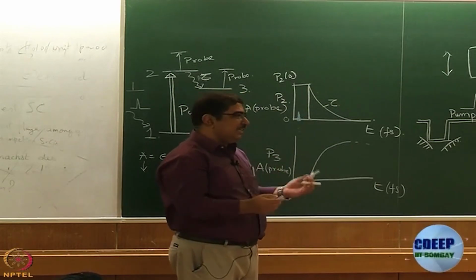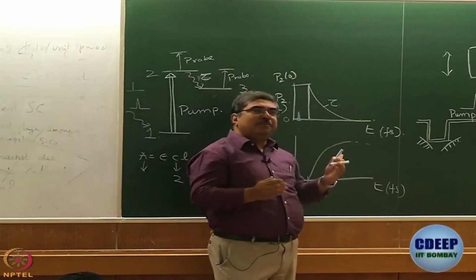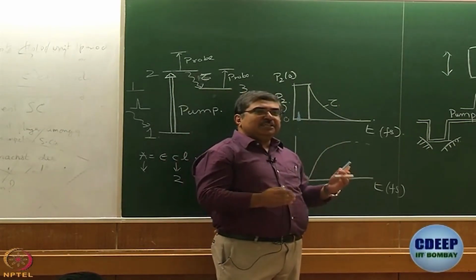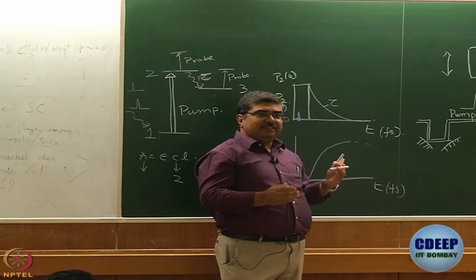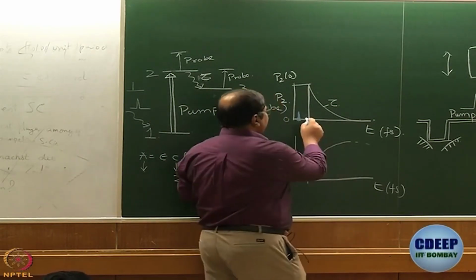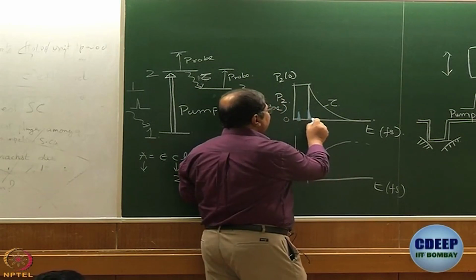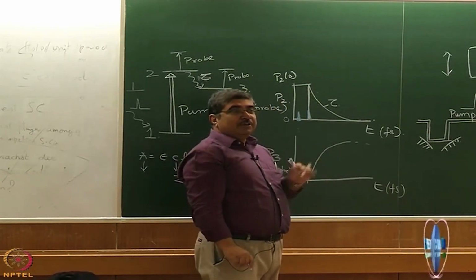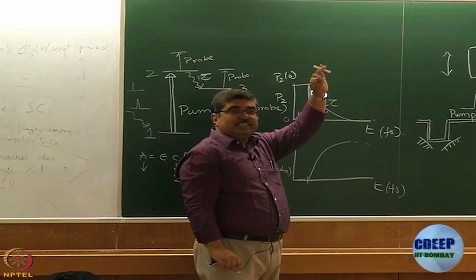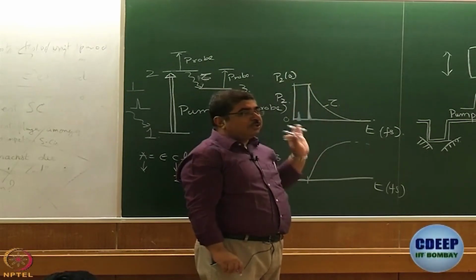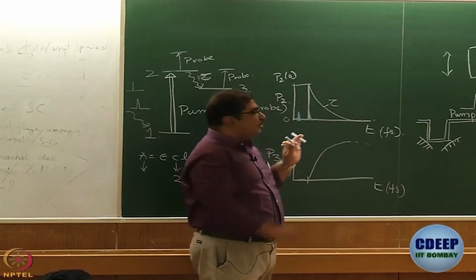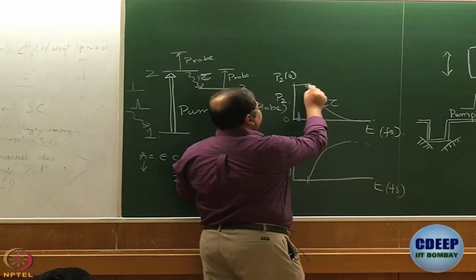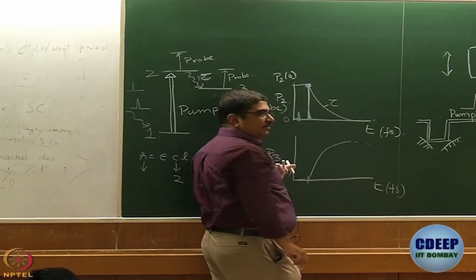Now, let us take a situation where path lengths of pump and probe are exactly matched. There is no path difference. Okay. At which point of time does the probe arrive? Here. Now, what will happen? Now, you have a high population of the excited state. So, absorbance will also be high. Okay. So, if I normalize, I will just draw it here. Let us say this is the absorbance.